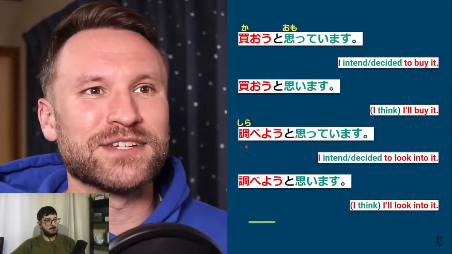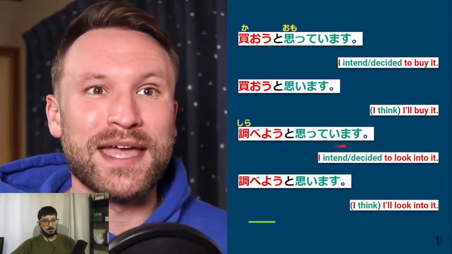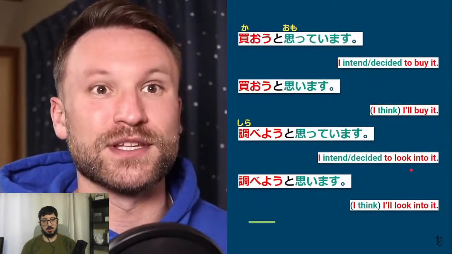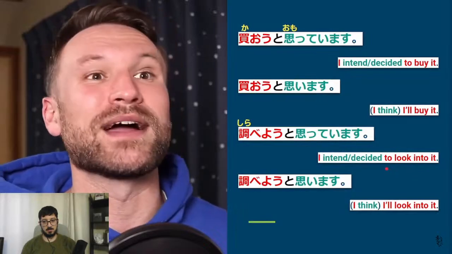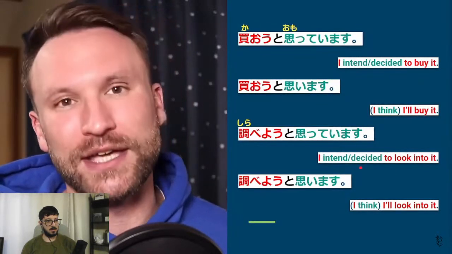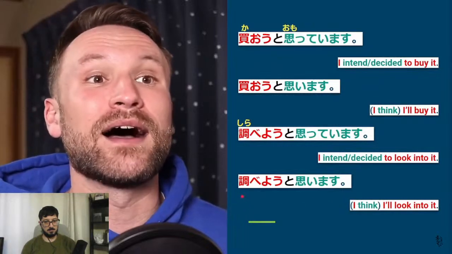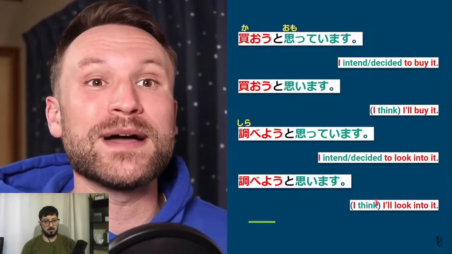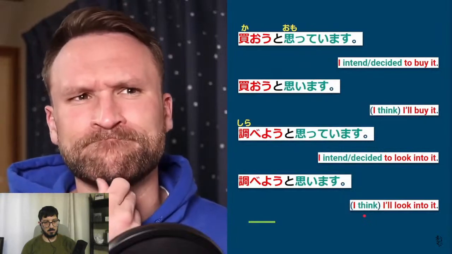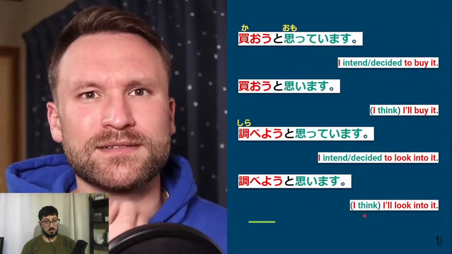Next sentence, same kind of example. 調べようと思っています. I intend or decided to look into it. 調べる is to look into or to investigate. So I decided to look into it. I have been thinking about looking into it. 調べようと思います means I think I'll look into it. So someone just told you some new information. 調べようと思います. I think I'm gonna look into that.